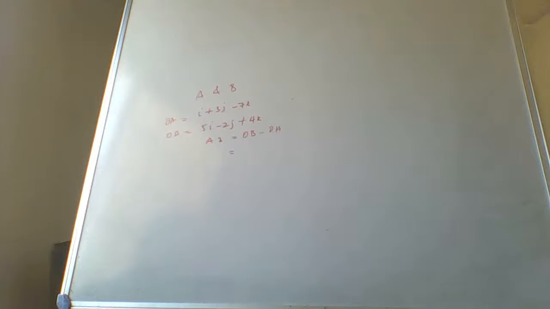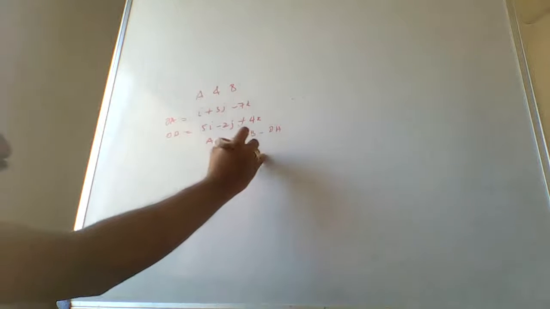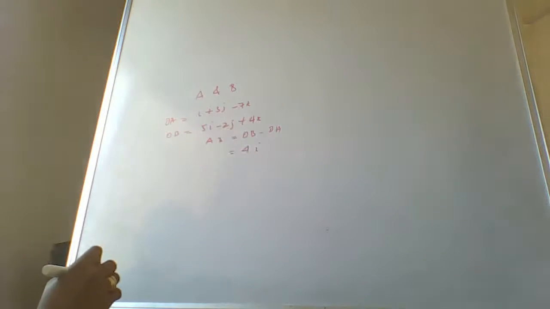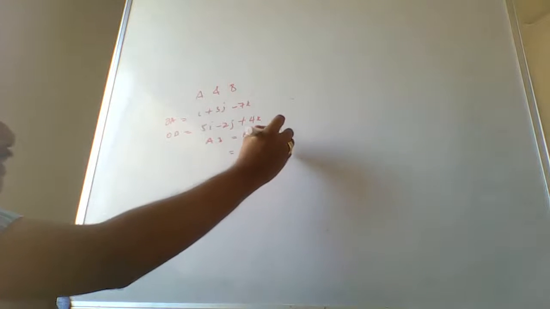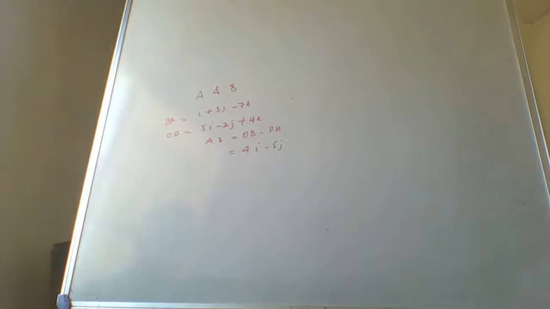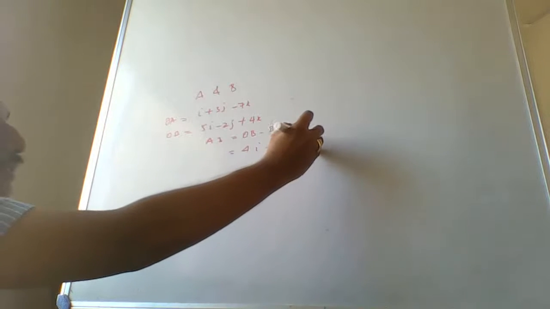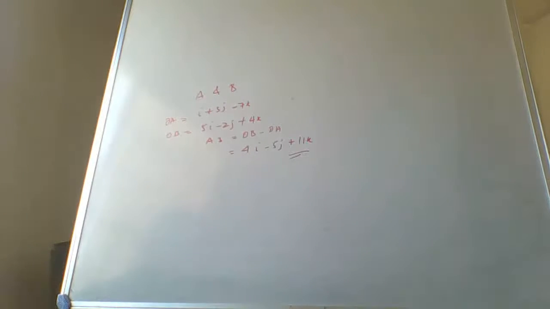Okay, so when you find this, you get 4i minus 5j, and this would be minus of minus plus. So this is plus 11k. So that is the solution. Okay, and further, let us again continue. Next problem.